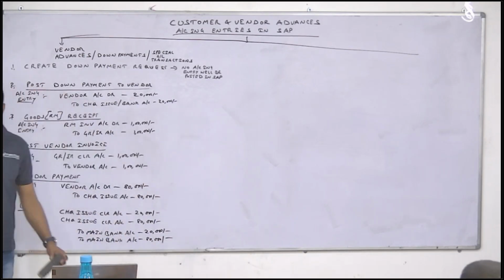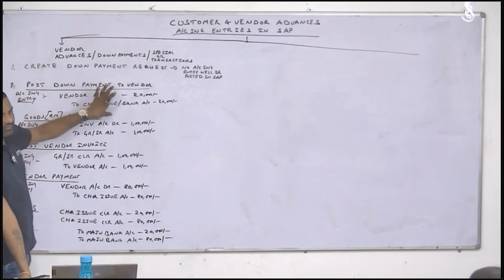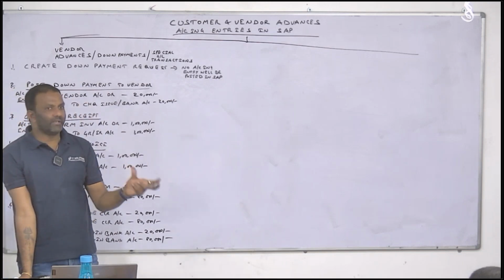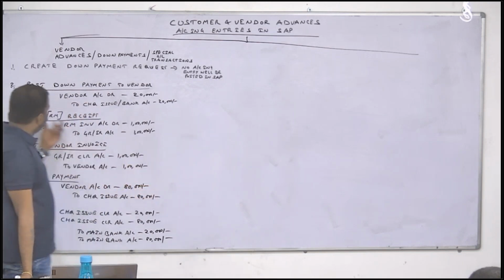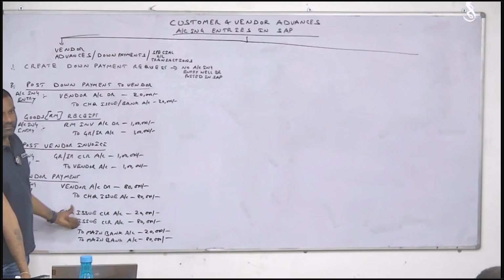Hope everyone is clear, right? So coming to advances, first we will pay some advance to the vendor. Then only they will send the material, full amount of material. Then we will receive the goods and raise the vendor invoice. Then we will make the payment. Then we will do the BRS.